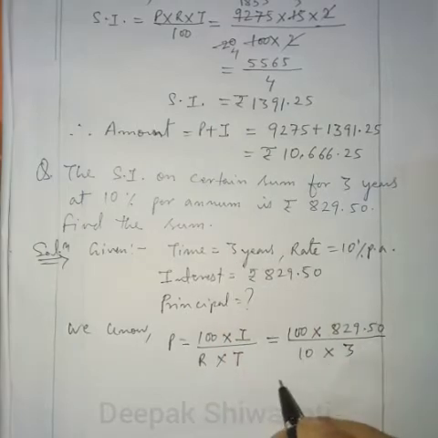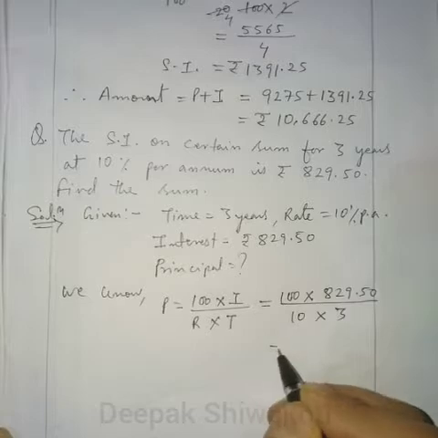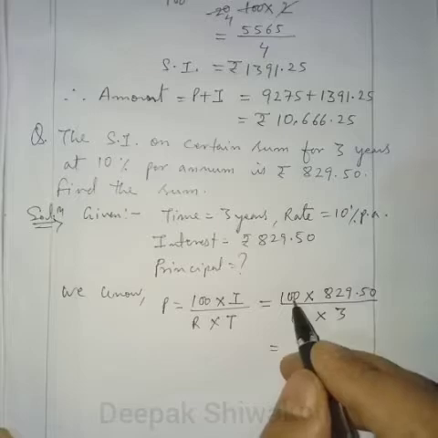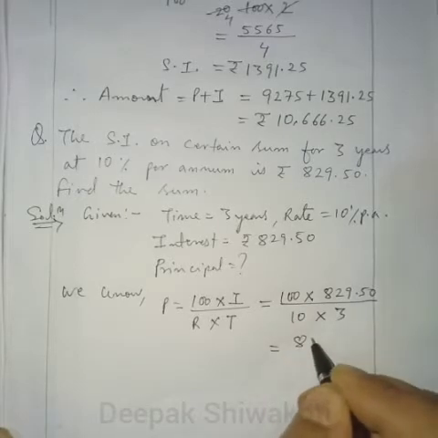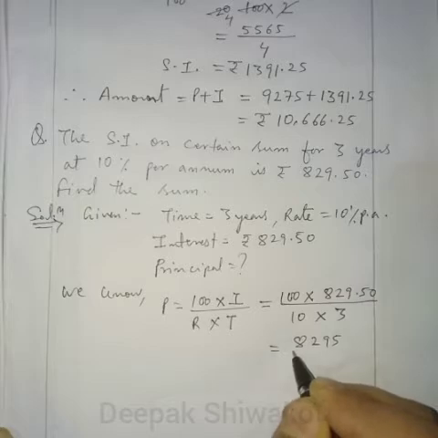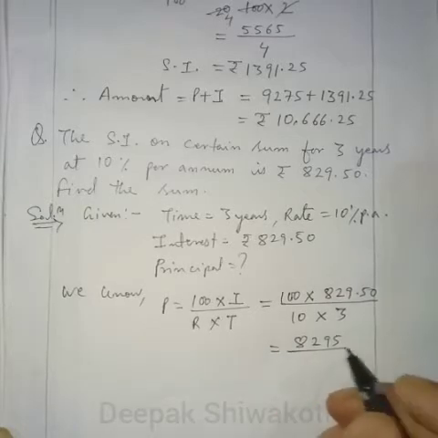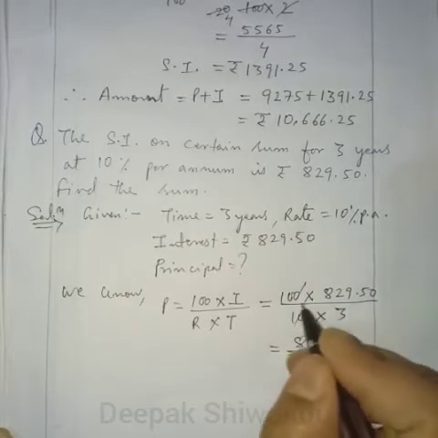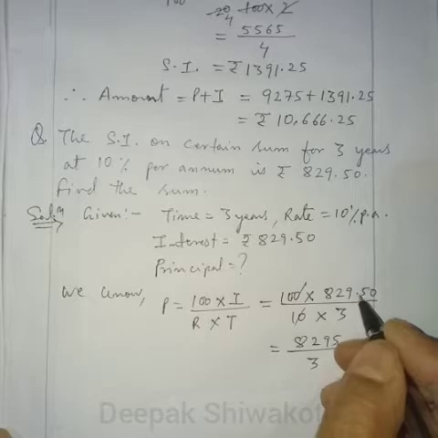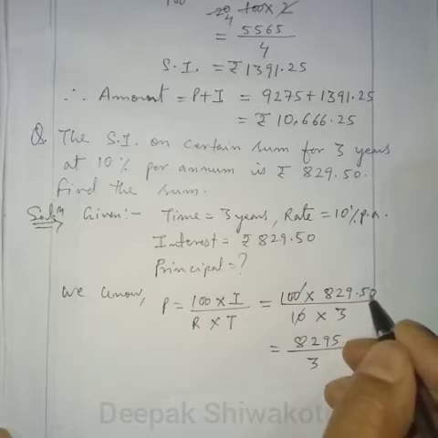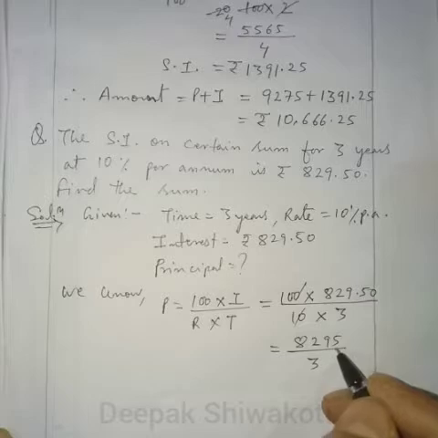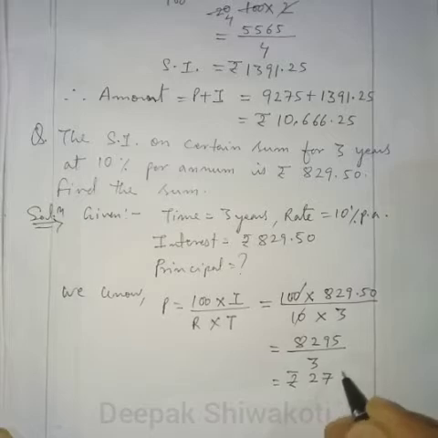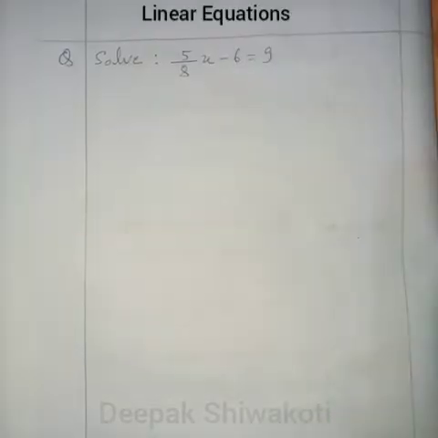Now calculate it. Here this decimal part will go by multiplying this 100 with this 100, so it will be 8295 now. And here 3, so when you cancel this, multiply by 10, then this decimal will shift here, so 0 is having no value, so we are not writing it. When you divide here, you'll get rupees 2765.